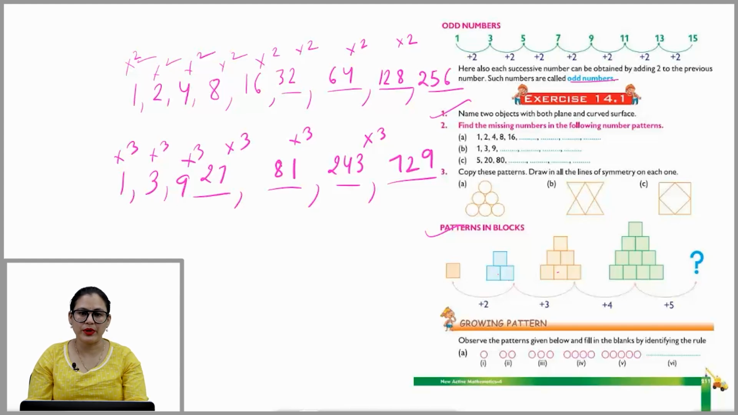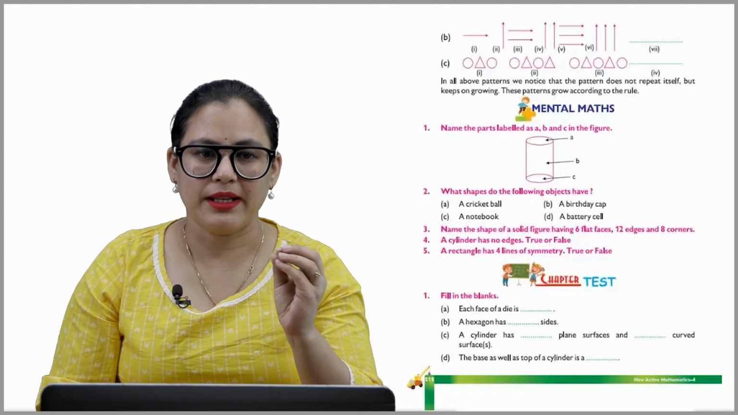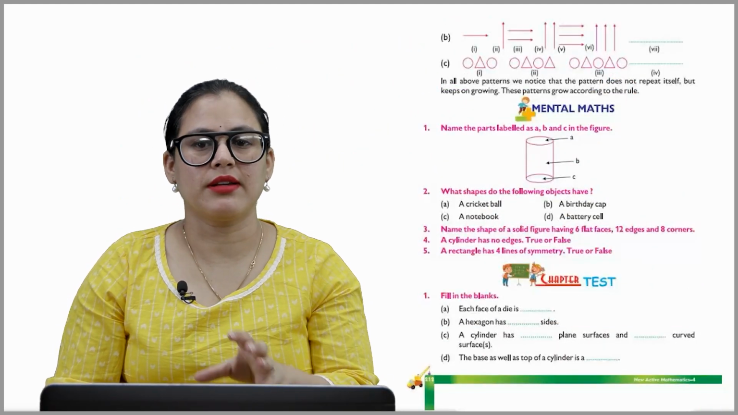Observe the patterns given below and fill in the blanks by identifying the rule. 1 circle, 2, then 3, then 4, then 5. Then how many circles will come here? 6. 1, 2, 3, 4, 5, 6. This is the growing pattern, meaning the pattern is growing. Similarly, in B and C parts also, the pattern is growing.